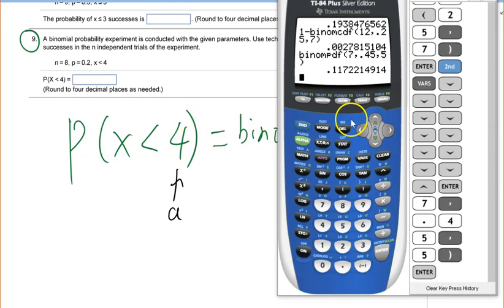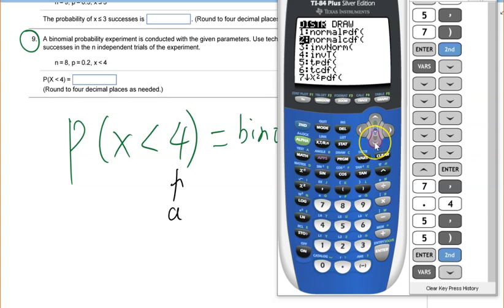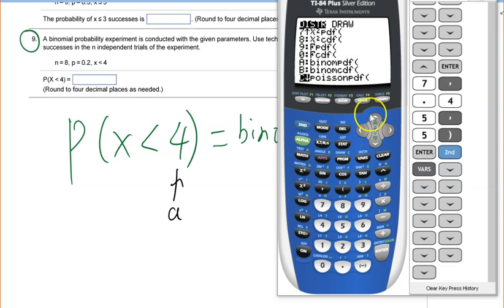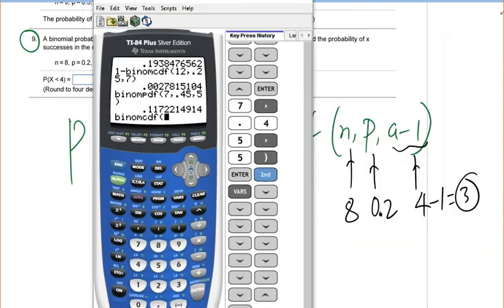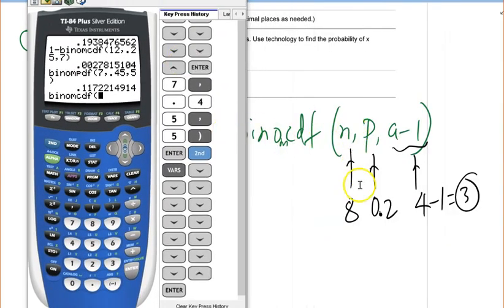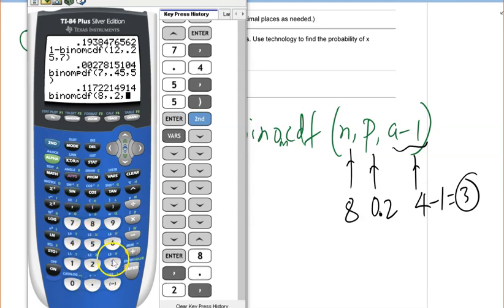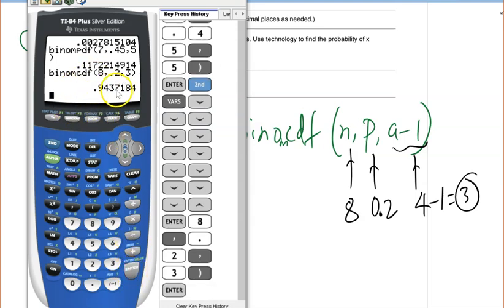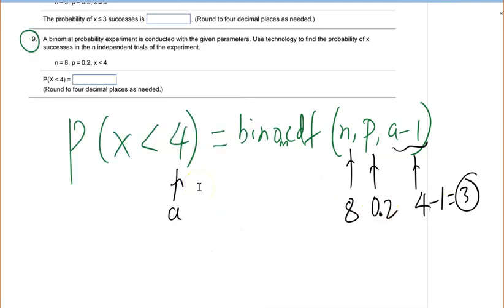Let me do that for you. You press second, VARS, scroll down, find B, which has binomial CDF, enter, and let's put the values n, p, a minus 1, which is 3: 8 comma 0.2 comma 3, close the parenthesis and press enter. You get 0.9437. Okay, that's the answer, 0.944.